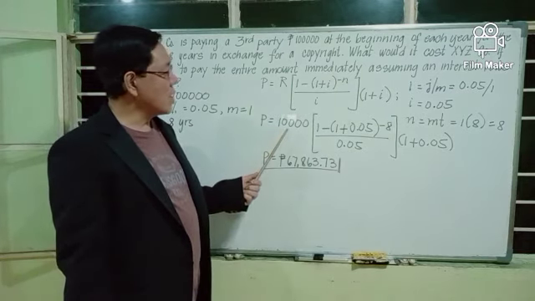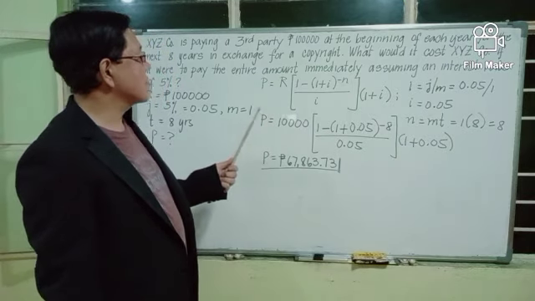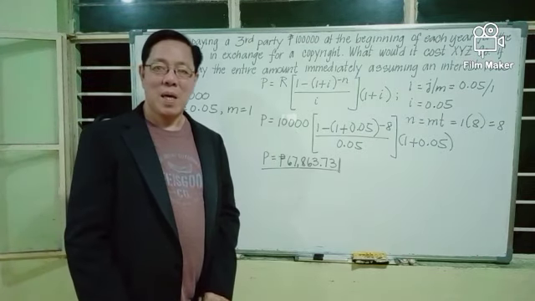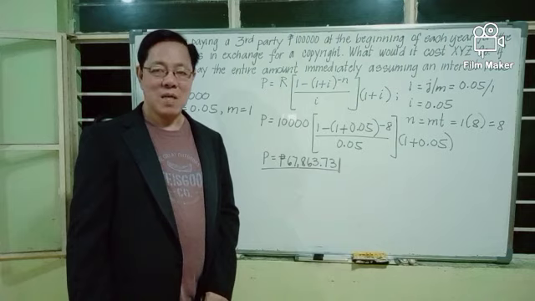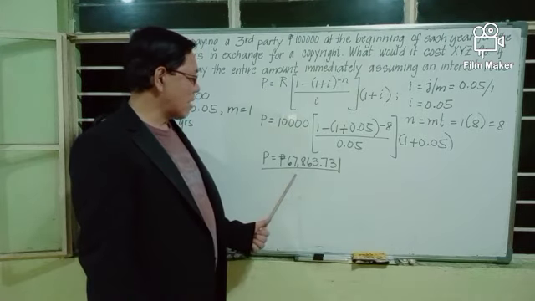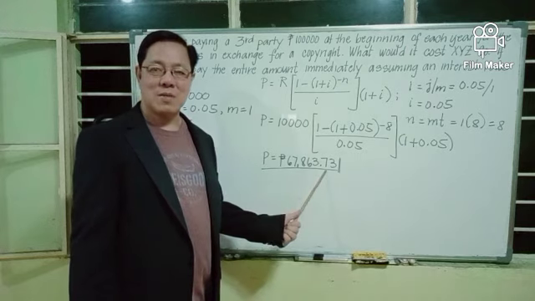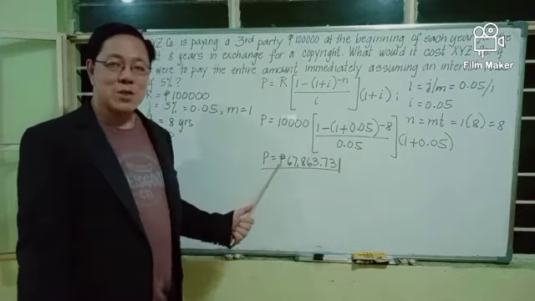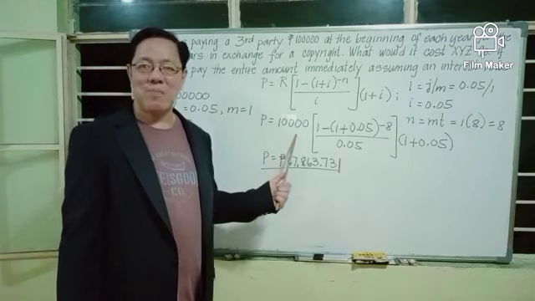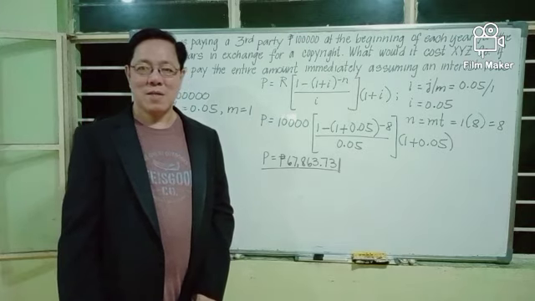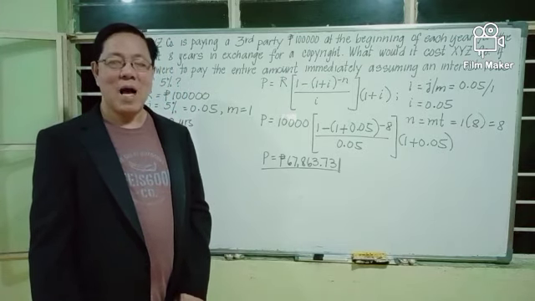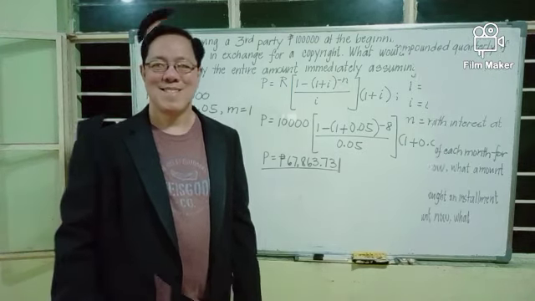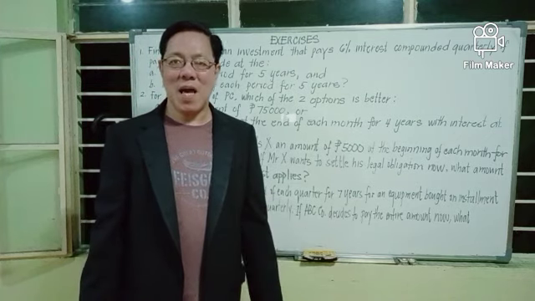So that's with interest of 5% annually. Or the second option is to pay the entire amount, make a one-time payment of 67,863.73 pesos. But this is actually the value now of the annuity due that involves payment of 10,000 pesos at the beginning of each year for 8 years with interest at 5% annual interest rate compounded annually. For your practice, please try the following exercises.